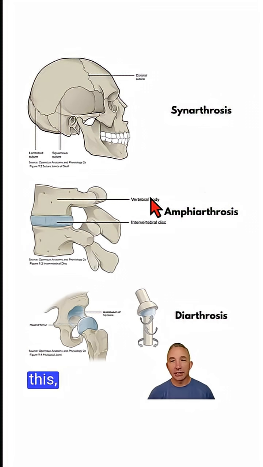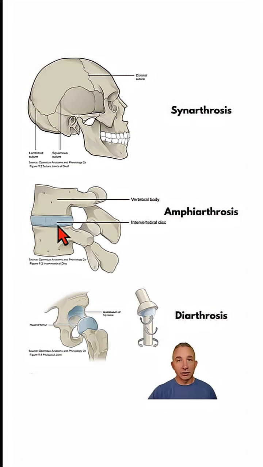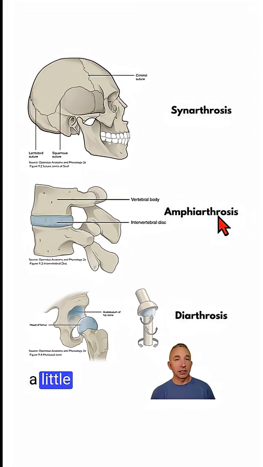So when I look at this, we're looking at an example of a vertebrae. In between the vertebrae, I have an intervertebral disc. This is fibrocartilage, and it gives me just a little bit of movement as I sway and use it as a shock absorption spring, because it said fibrocartilage, a shock absorption. So amphiarthrosis, a little bit of movement.